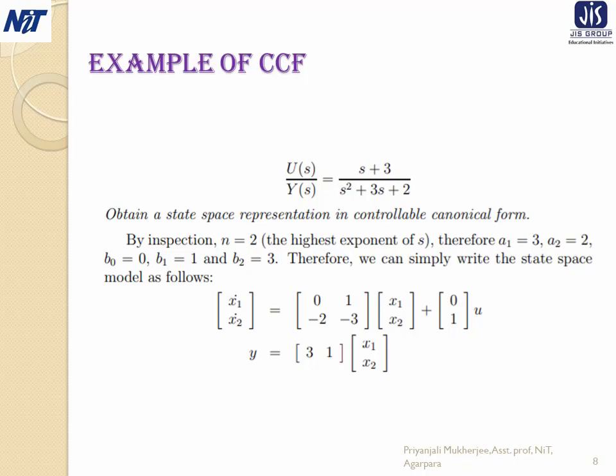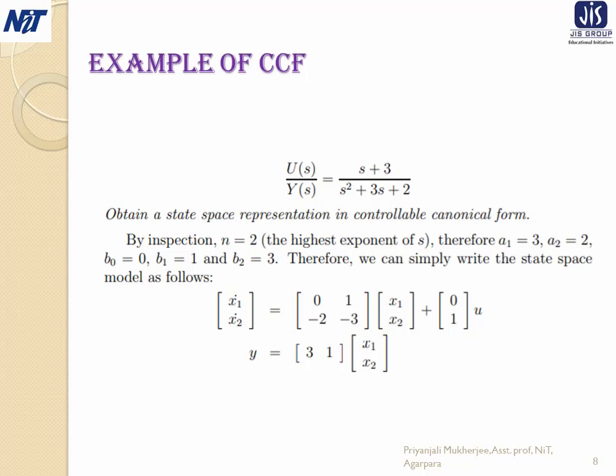So we can write the state space equation in this form: 0 1, and in the next row we will write the coefficients of a1 and a2 in the negative form. So the coefficient of a2 is minus 2 and the coefficient of a1 is minus 3. So we have got the matrix A equal to [0 1; -2 -3]. Similarly, the B matrix will be [0; 1], as it is a 2 by 2 system.